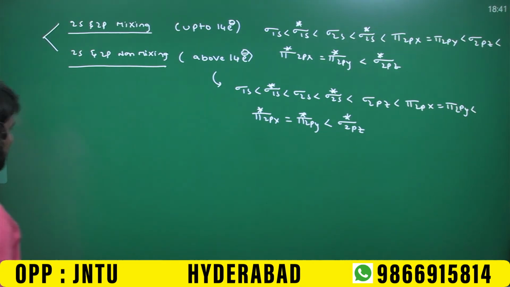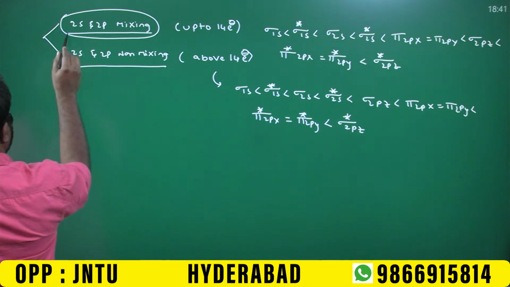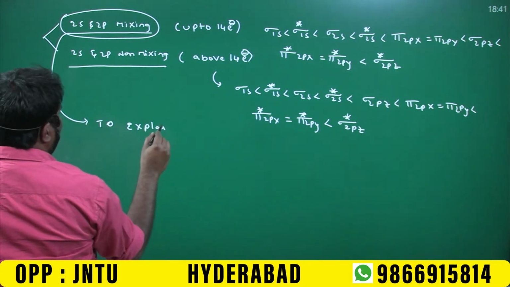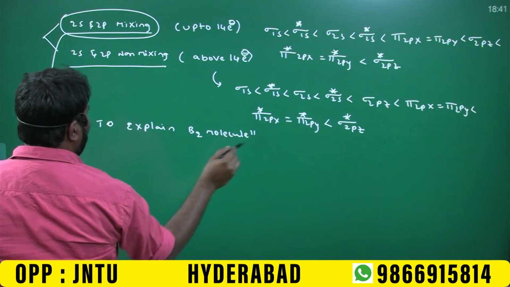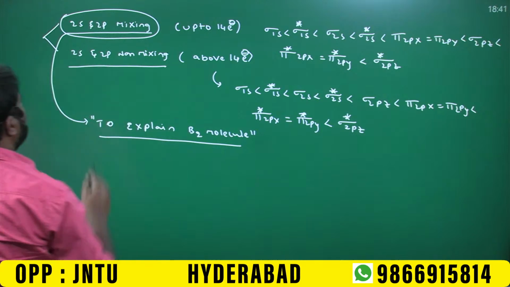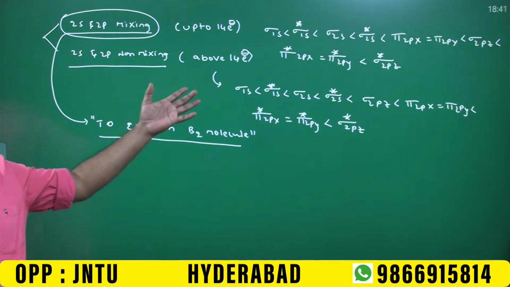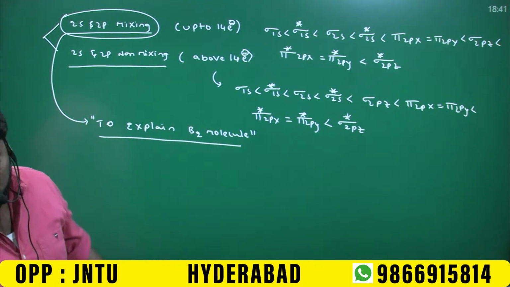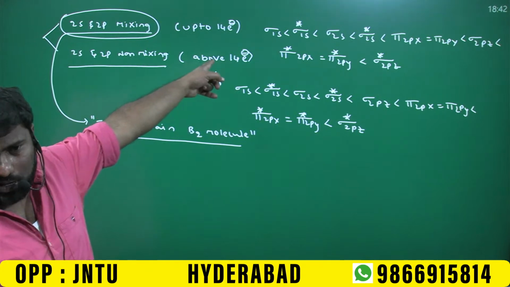See the next one. So why is this particular 2s and 2p mixing observed? The only reason is to explain the magnetic nature of B2 molecule. To explain that, we introduced 2s and 2p mixing system. Generally we used 2s and 2p non-mixing. With the help of 2s and 2p non-mixing, you could not explain the paramagnetic nature of B2 molecule. So to explain paramagnetic behavior of B2 molecule, we are going to use 2s and 2p mixing system.